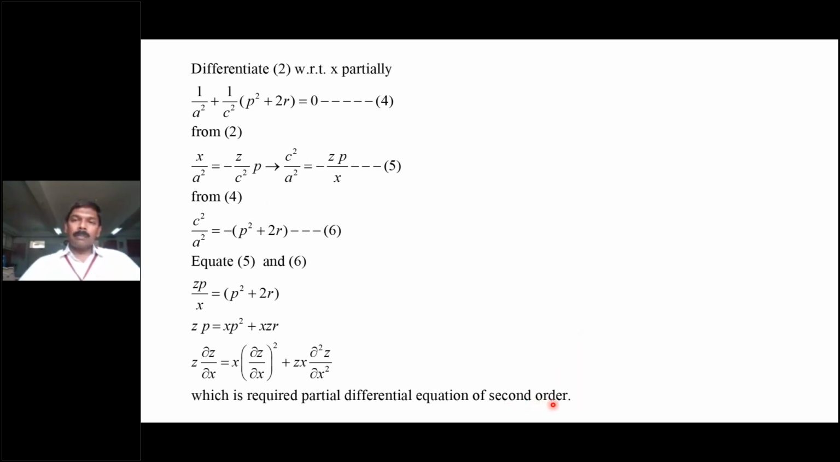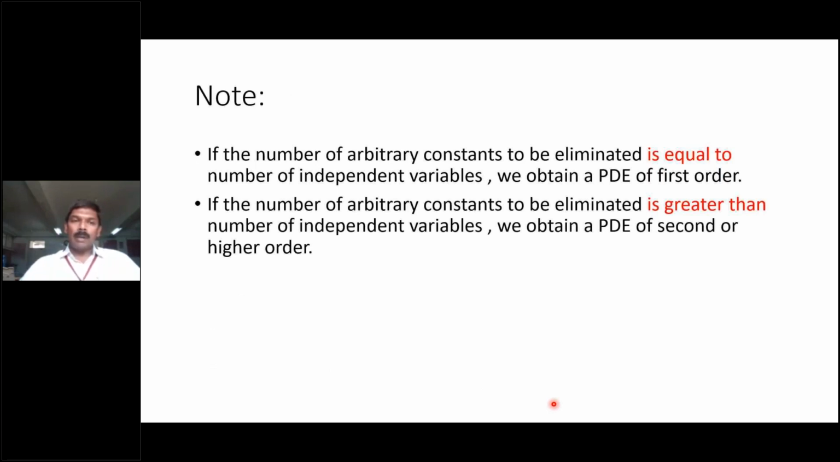Now coming to the important points to remember. First point, if the number of arbitrary constants to be eliminated is equal to the number of independent variables, we obtain a partial differential equation of first order. What I mentioned to you earlier is that the number of independent variables is 2. And in the first two problems, we have taken problems with two constants. So two constants with two independent variables, remember we get a first order PDE.